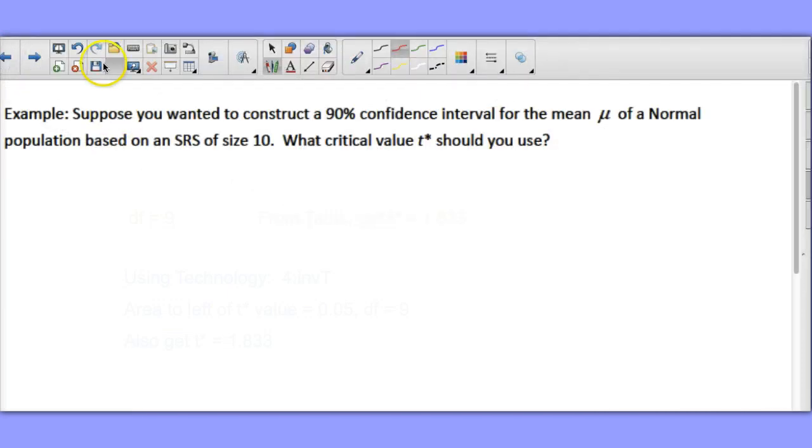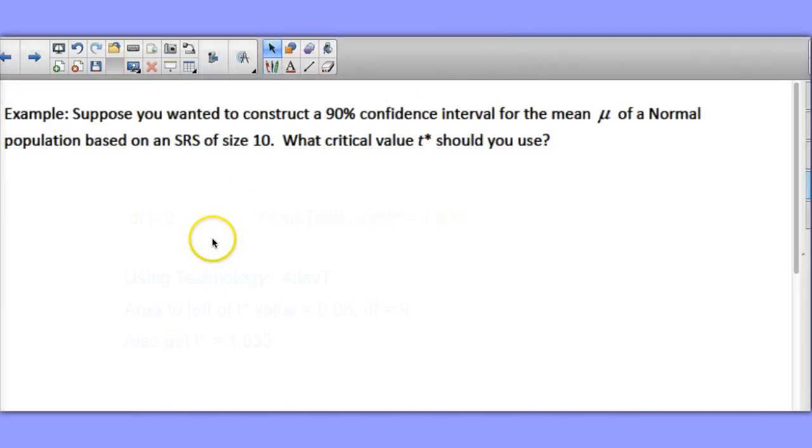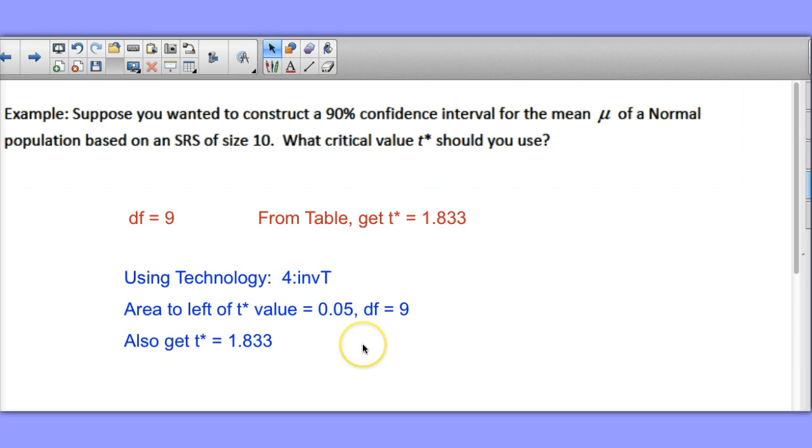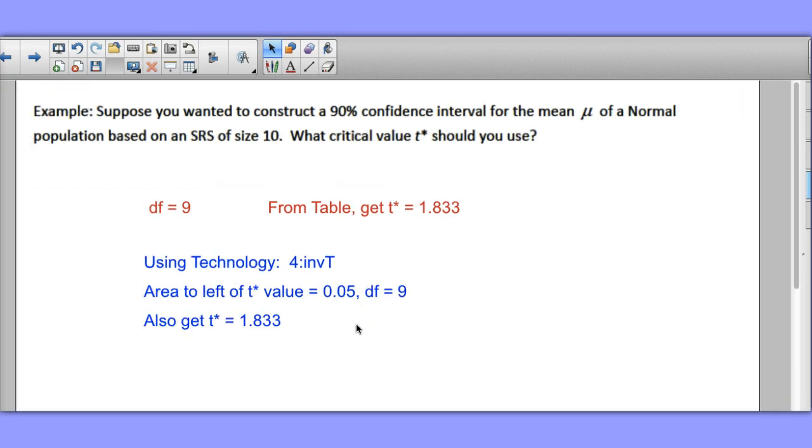So let's take a look at that. Degrees of freedom is 9, and from the table we get the t-star value of 1.833. Could we also get this value from our calculator? Well, of course we could. We can do something called inverse t on the calculator, and the area to the left of the t value is 0.05, and you might be wondering why it's 0.05.